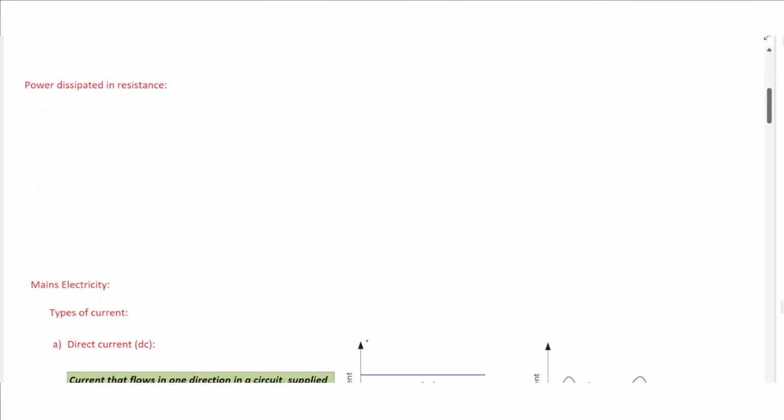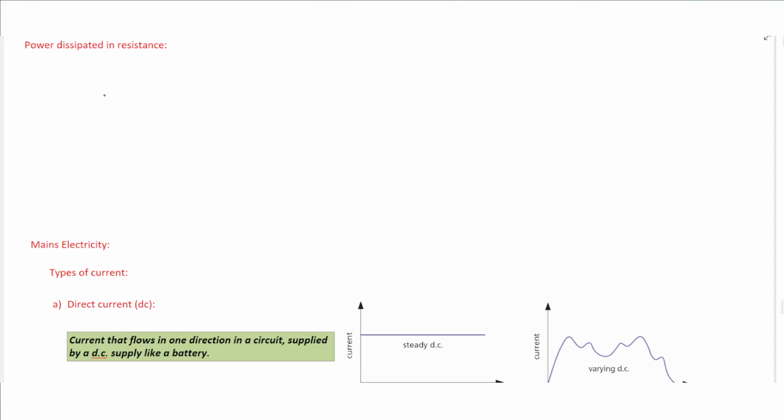You can also calculate the power using 2 more equations. If there is resistance involved, you can calculate power is equal to I squared, current squared multiplied by R, the resistance, or power is equal to V squared over R, voltage squared divided by the resistance. Resistance is in ohms, voltage in volts, current in amperes, and power is in watts.